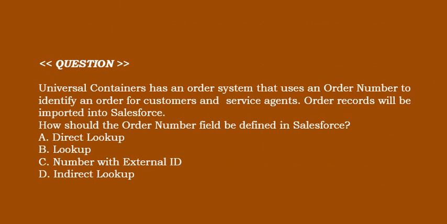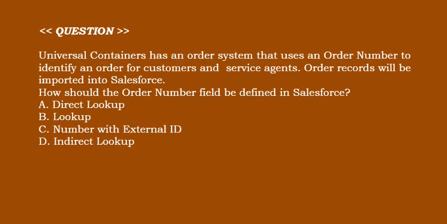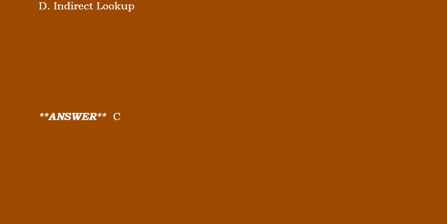Next question is Universal Containers has an order system that uses an order number to identify an order for customers and service agents. Order records will be imported into Salesforce. How should the order number field be defined in Salesforce? Option A. Direct lookup. Option B. Lookup. Option C. Number with external ID. Option D. Indirect lookup. Correct answer is option C.